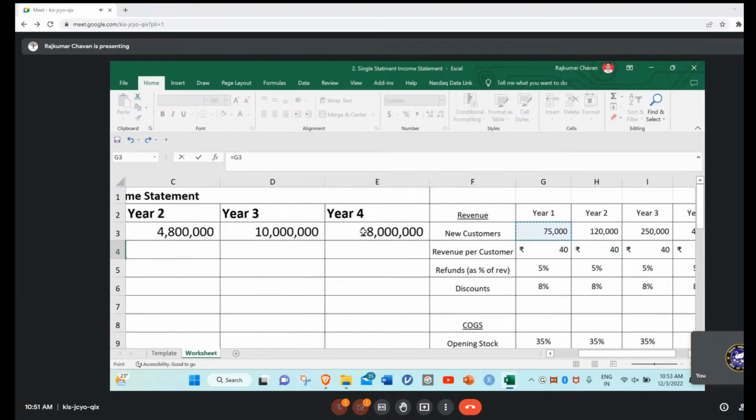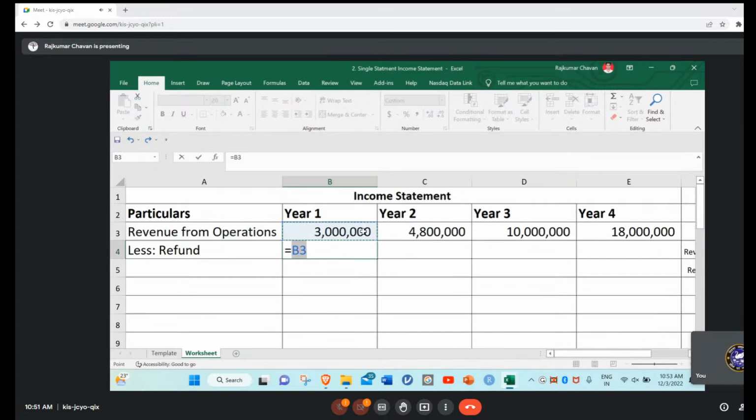Now tell me, what is the refund we are calculating? Here, what I told refund here? 5%. Now tell me, 5% they are told. Always it will be calculated on gross sales. So what is my gross sale for first year? Can you see here, first year gross sale is how much? 30 lakh. So you should select this 30 lakh.